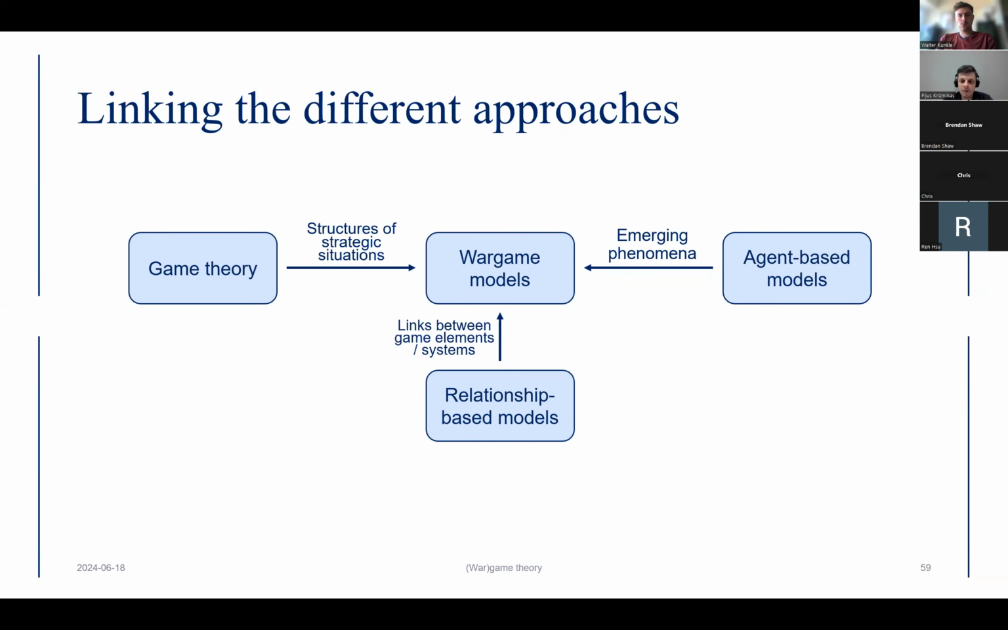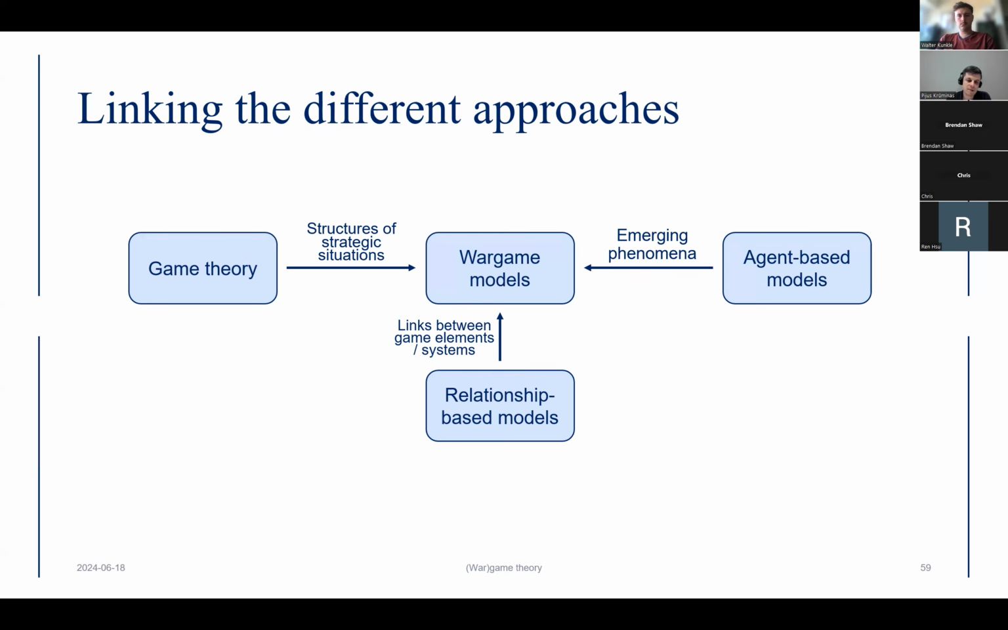In terms of agent-based models, what I think is important is that they help us understand how from this micro-level individual agent behavior, higher-level phenomena can emerge, such as inequality in the previous example. Again, of course, this might be more relevant if you have a wargame which models many different individuals, but it still can be informative.